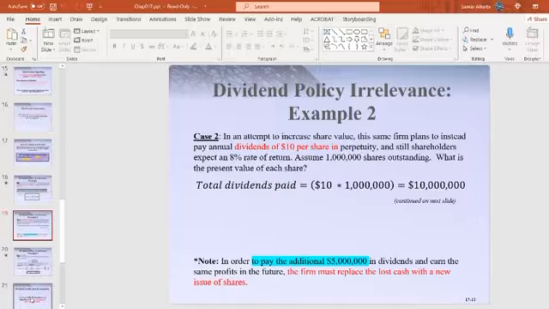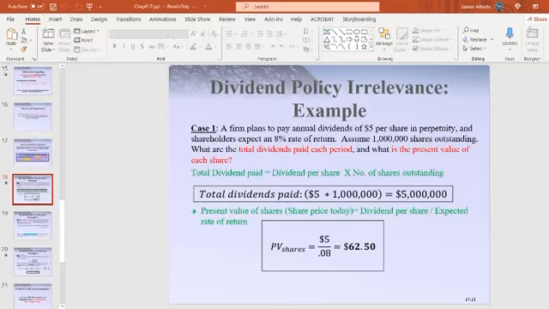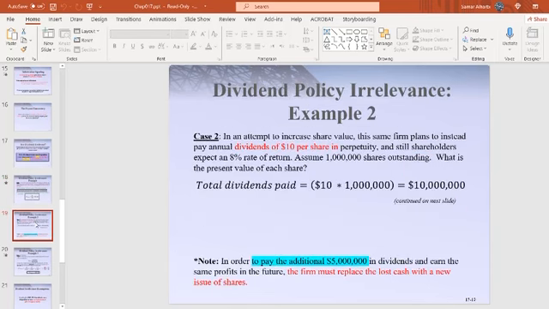Now, note this in the slide from the textbook. We said they want to pay how many dividends? 10 million. In the previous case, it was 5 because it was $5 in the question, right? Now this is actually double. It was 5, but now it is 10. Now assume the other 5, they will pay it. They want to replace the lost cash with a new issue of shares.